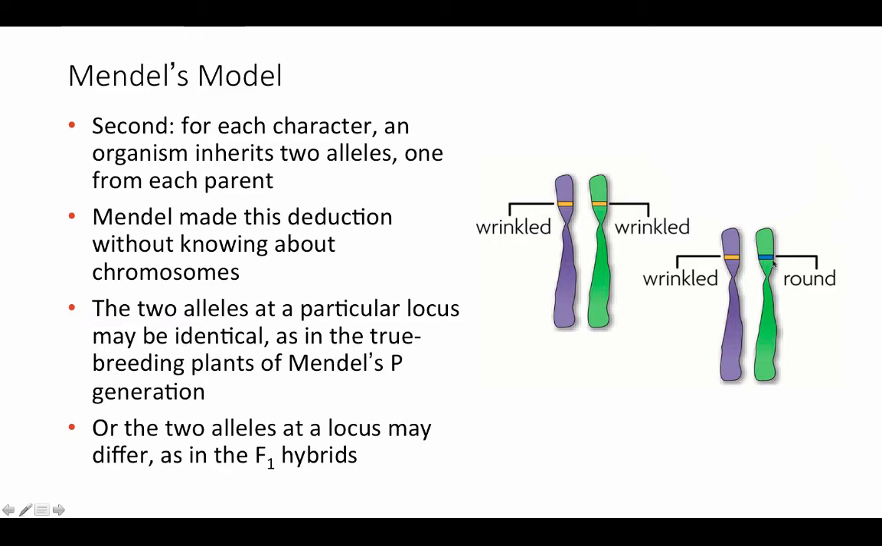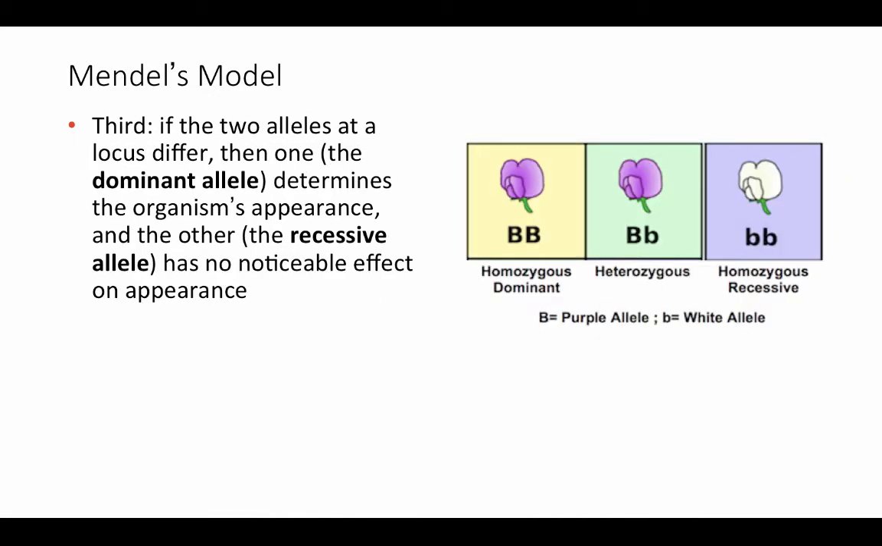So if we look at this particular spot on the chromosome where this seed shape gene is located, we have a wrinkled allele for that gene on one of the chromosomes and a round allele on the other chromosome. The third component of this model is that if the 2 alleles at a locus differ, then one, the one that he referred to as the dominant allele, determines the organism's appearance, and the other, the recessive allele, has no observable effect on the appearance. So we've got 1 allele that's going to be masked or hidden by the other allele. So in the case of our flower color, that allele was the purple flower color.